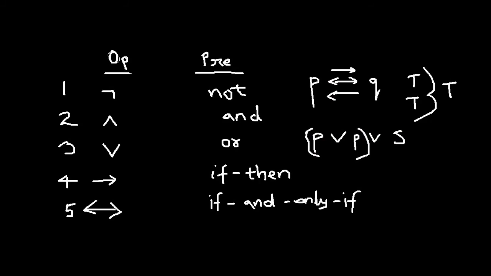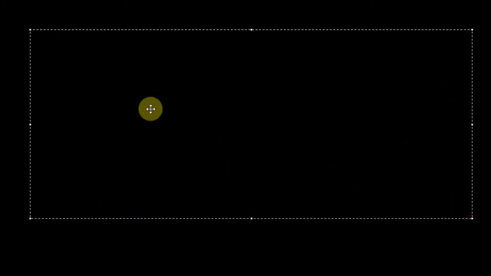Okay, let me take a very simple example. For example, I have this expression, which is P implies Q, and then there is AND, not P.